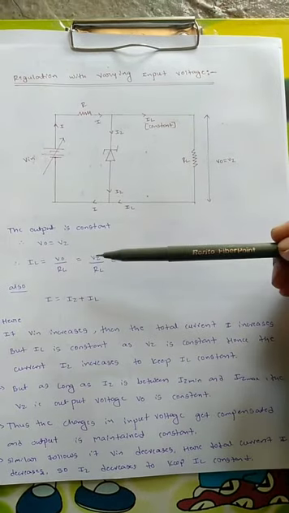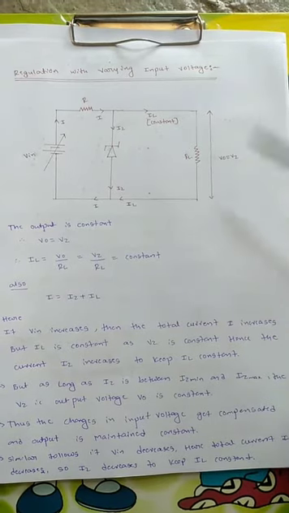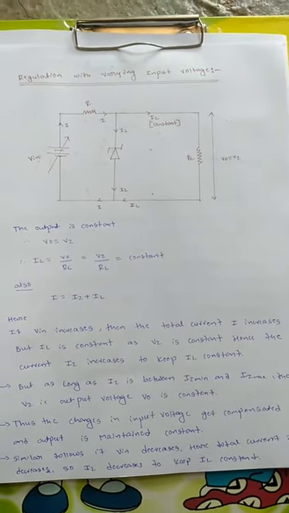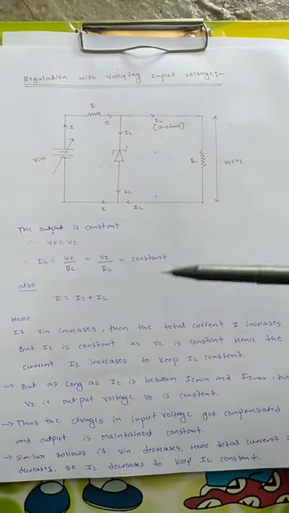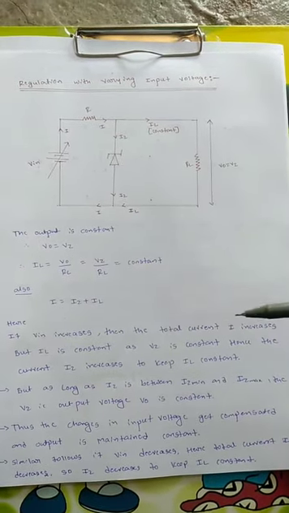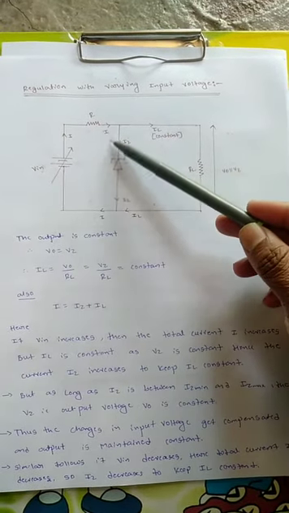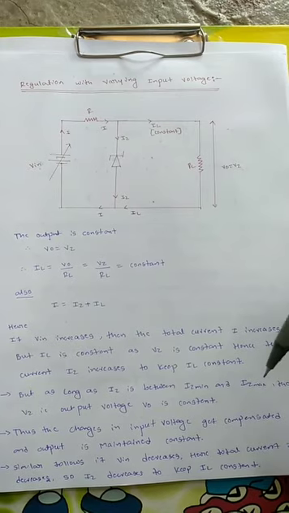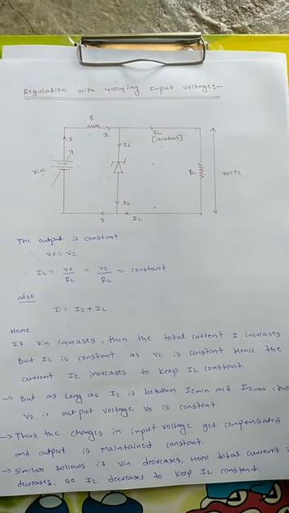That is the I equals V by R formula. So IL will be equal to VZ by RL, as V0 is equal to VZ. So this is constant. And also I is equal to IZ plus IL. Here, if Vin increases, the total current I will increase, but IL is constant as VZ is constant, hence the current IZ increases to keep IL constant.